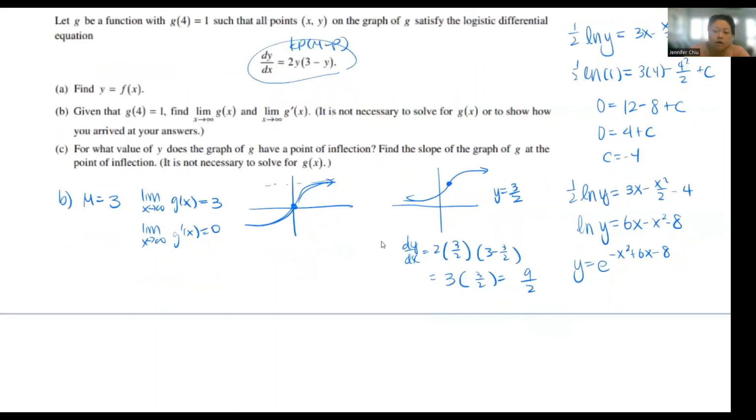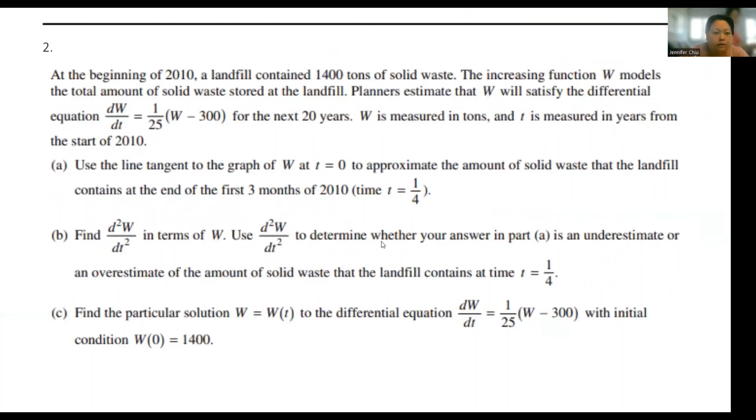Okay. We're on set 6, number 2 now, right? So it says, at the beginning of 2010, the landfill contains 1,400 tons of solid waste. The increasing function W models the total amount of solid waste stored at the landfill. Planners estimate that W will satisfy the differential equation, this right here, for the next 20 years. W is measured in tons, T is measured in years from the start of 2010.